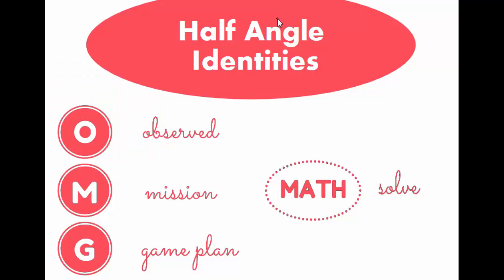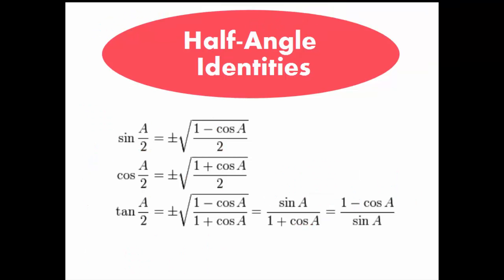Today we're going to be practicing half-angle identities using the OMG Math method. The first thing that we're given is a series of really fun looking identities with plus and minuses, square roots, and our goal is going to be to use these half-angle identities to help us solve these problems. So keep these ones written down, have these to reference as we're going through these problems so it makes a little bit more sense for you.